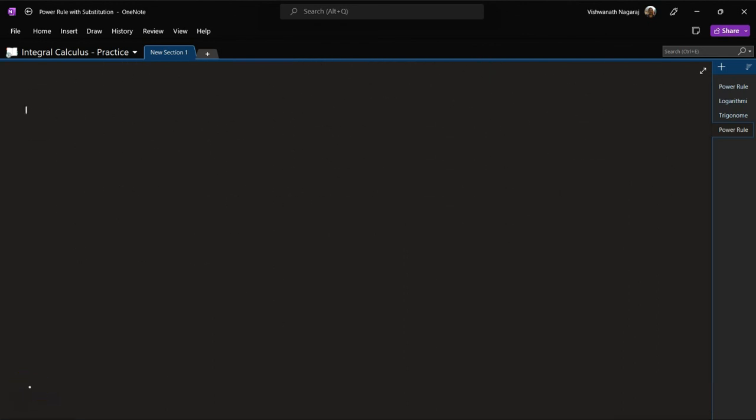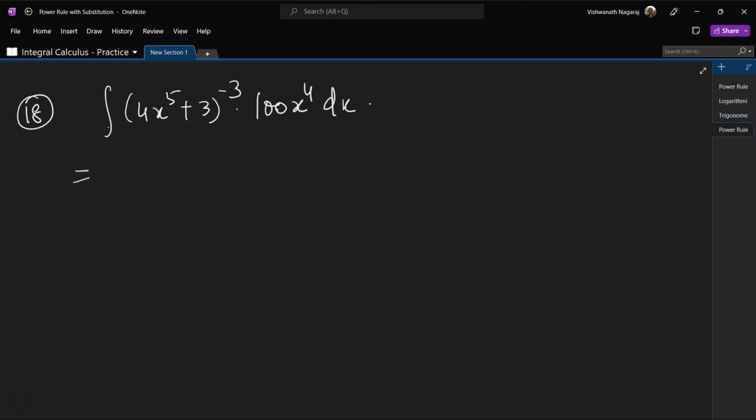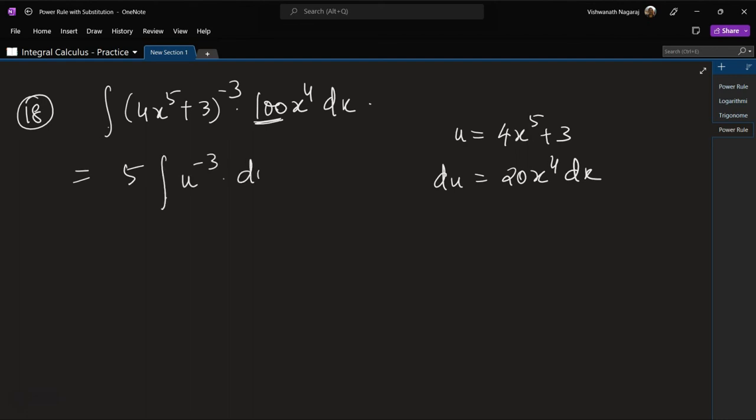Okay, now let's look at the 18th one. Integral of 4x to the power of 5 plus 3 to the power of minus 3 times 100x to the power of 4 dx. Just because it's a large number, don't get confused. So let's say u is equal to 4x to the power of 5 plus 3, du will be 20x to the power of 4 dx. So here we have 100, so let's factor out 5. So this will be u to the power of minus 3 and this will be du.